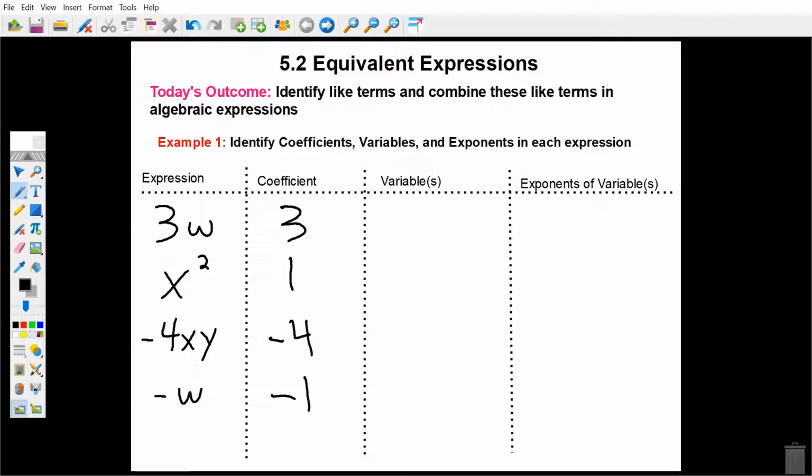For the variables, we're just looking at the letters. What letters are present in each question? We have a w, an x, and a y, and a w.